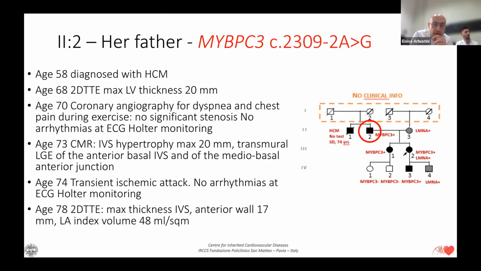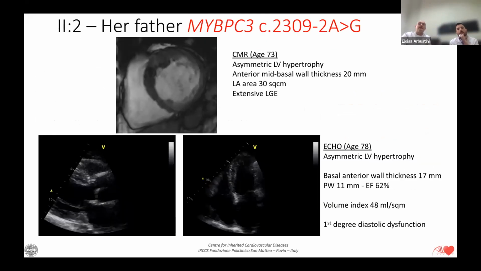Our proband inherited the MYBPC3 variant from her father, who was diagnosed with hypertrophic cardiomyopathy at the age of 58, and his CMR at the age of 73 showed an extensive late gadolinium enhancement, and this was his phenotype echocardiographically and by the CMR.